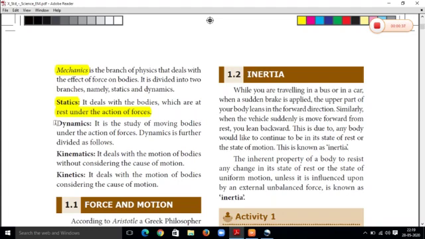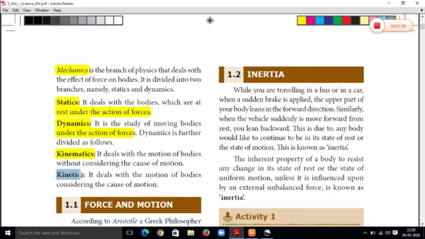Next, dynamics. The study of moving bodies under the action of forces. Dynamics is further divided into 2 types. They are kinematics and kinetics. What is kinematics? Motion of bodies without considering the cause of motion. Example, assume goats are moving. Motion of goats is considered in terms of velocity and acceleration. Here, the cause of motion is not considered.